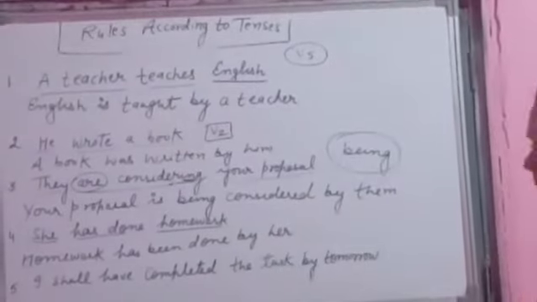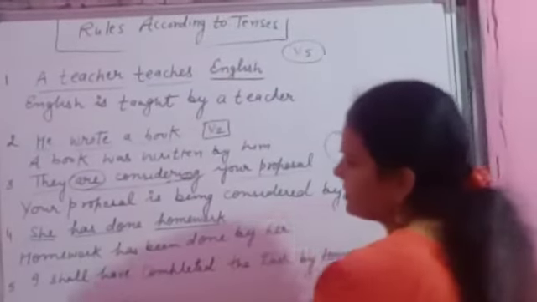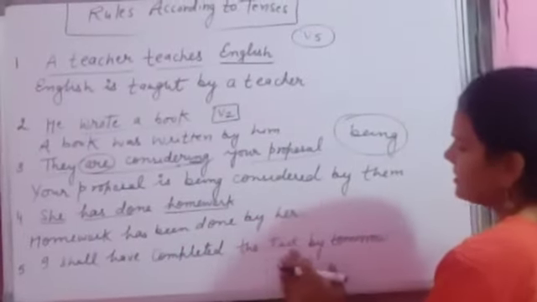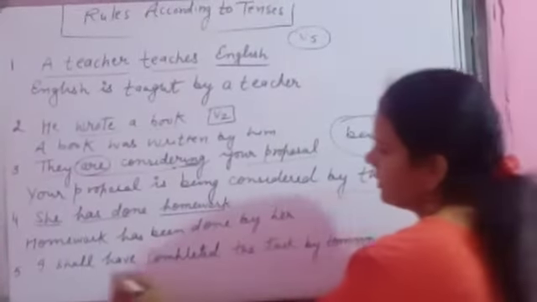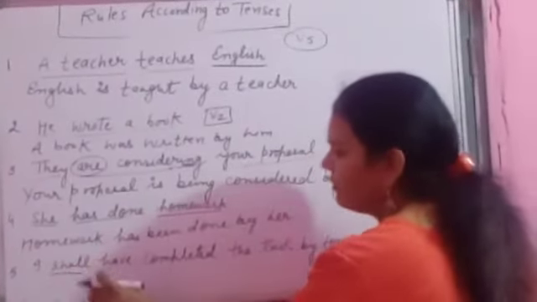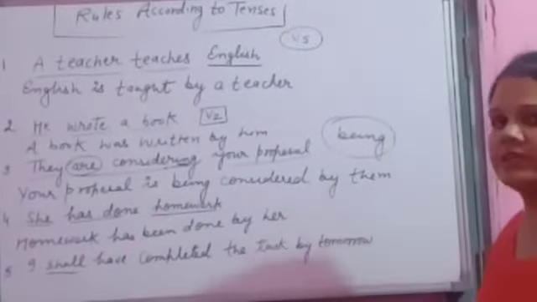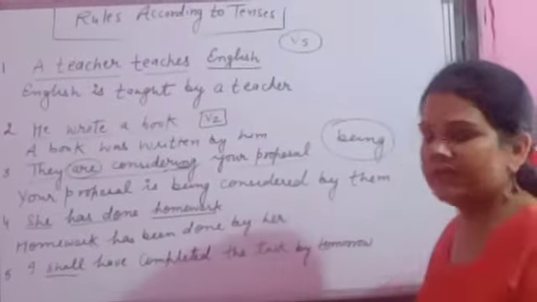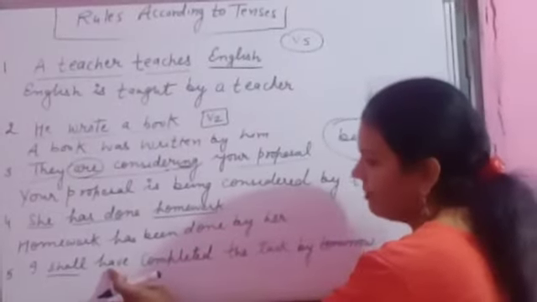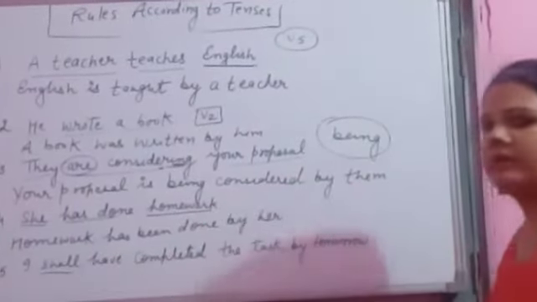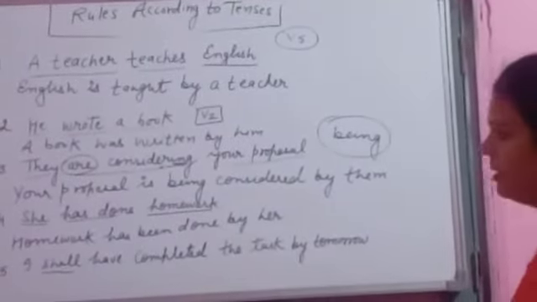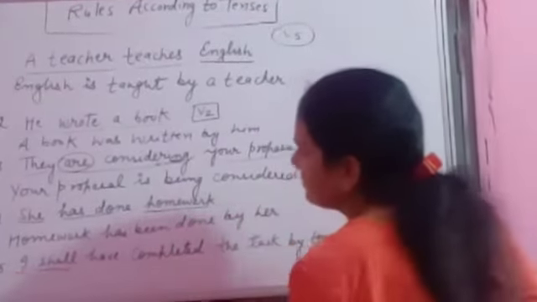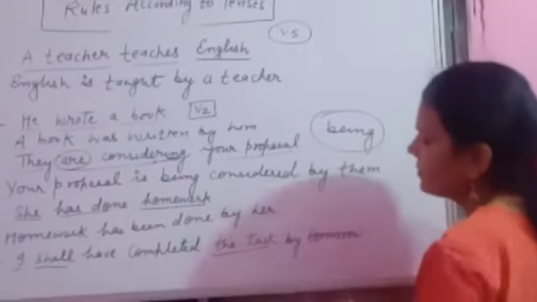her. Clear? Next one is, I shall have completed the task by tomorrow. Shall have: shall and will are always used in future tense. It means that the sentence is related to future tense, and you can see here have, future perfect tense is here. Understand? Now identify subject and object. Subject is I, object is the task.